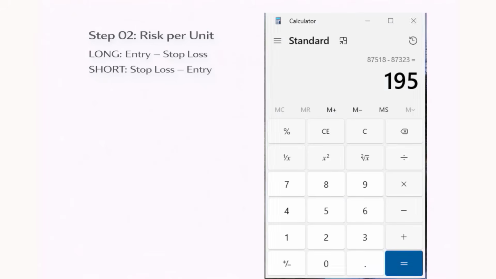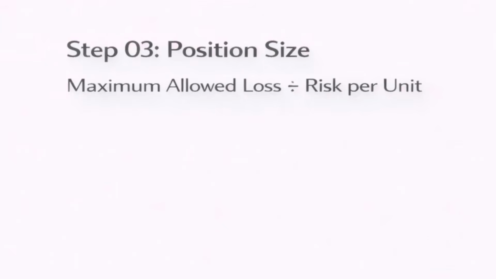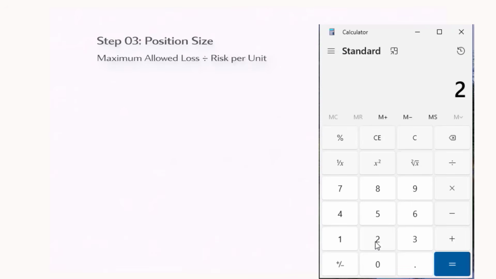Now, we calculate the position size. We divide the maximum allowed loss, which is $20, by the risk per unit, which is 195. That gives us approximately 0.102. This means in order to maintain a $20 risk, we can sell up to 0.102 BTC. We sell, not buy, because this is a short position.